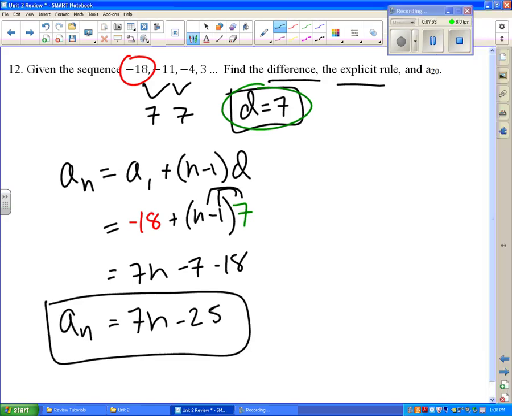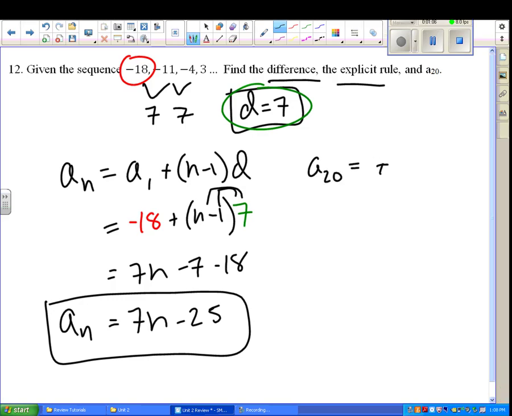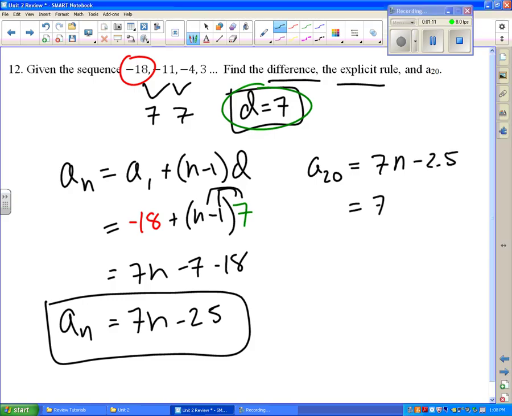And then the 20th term. We're going to plug in a 20 here. 7 times 2 is 14, so 7 times 20 would be 140, minus 25. So our 20th term looks like it would be 115.